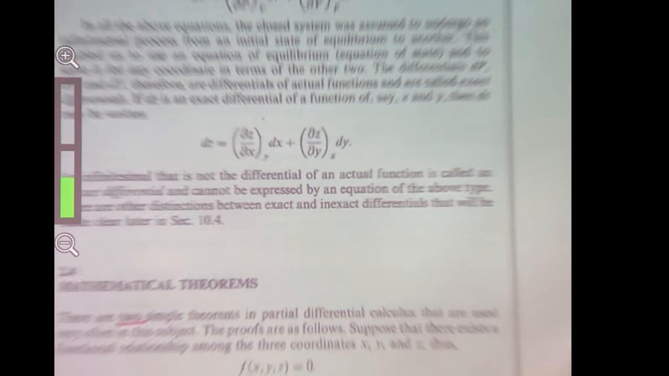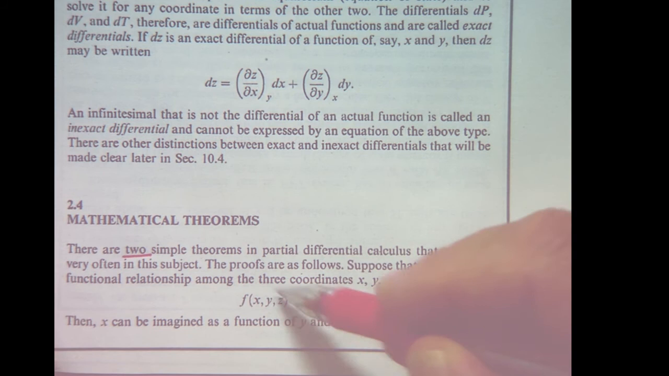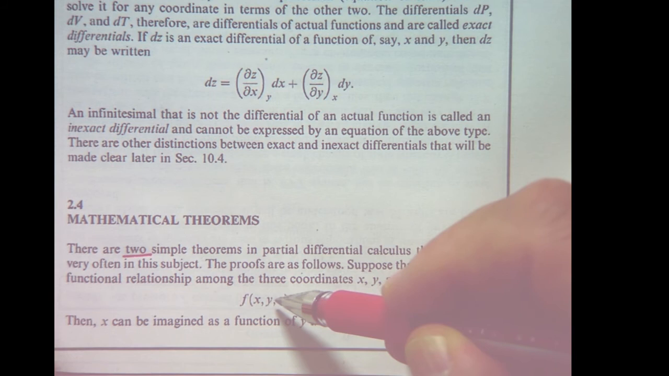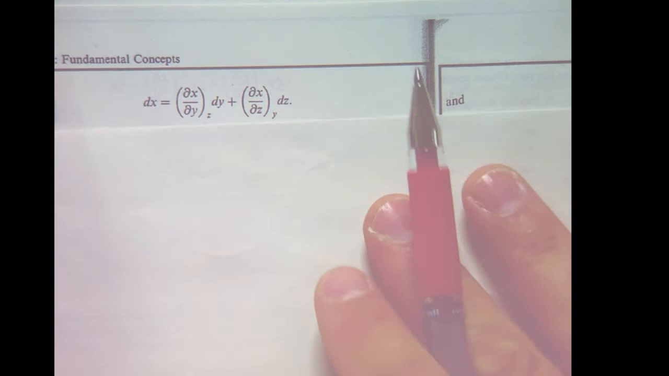And so, the starting point is, suppose we have a function of three variables, x, y, and z, and suppose we put this function equal to zero. As soon as you do that, it means that only two out of these three variables can be independent. We can imagine x as a function of y and z, and if we do that, then the differential dx is dx by dy at constant z dy plus dx by dz at constant y dz.